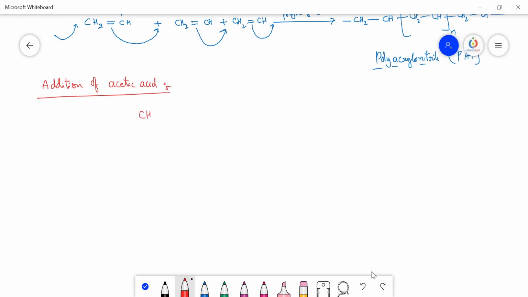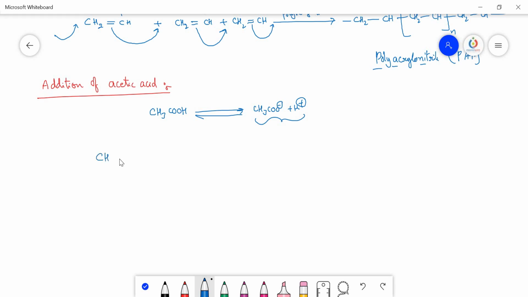Addition of acetic acid: we know that acetic acid, CH3COOH, dissociates to CH3COO minus plus H plus. You should not write complete dissociation because it's a weak acid. Anyhow, we need these species.